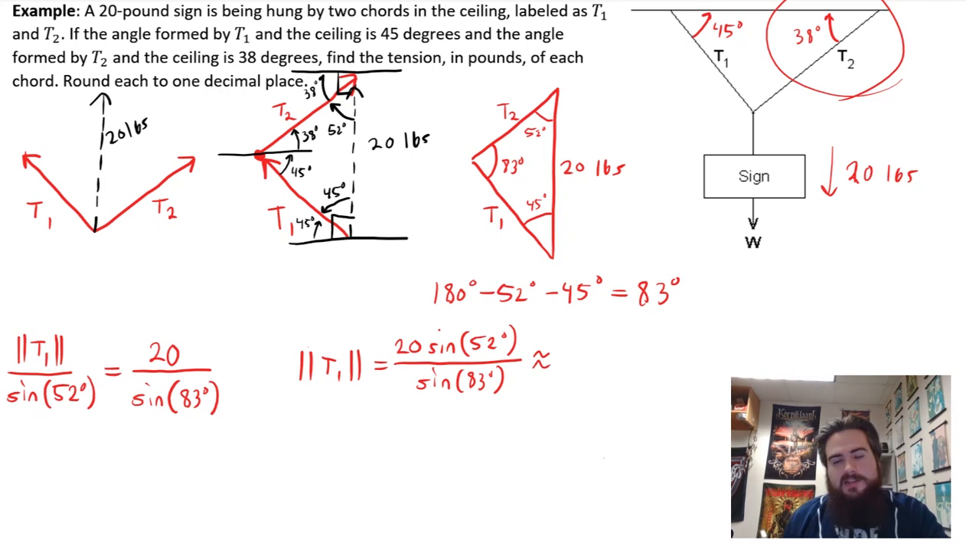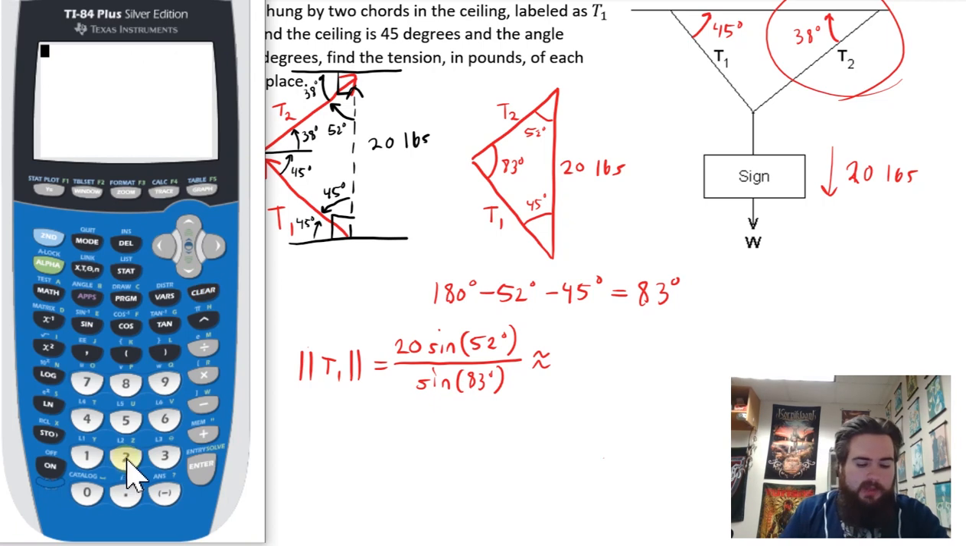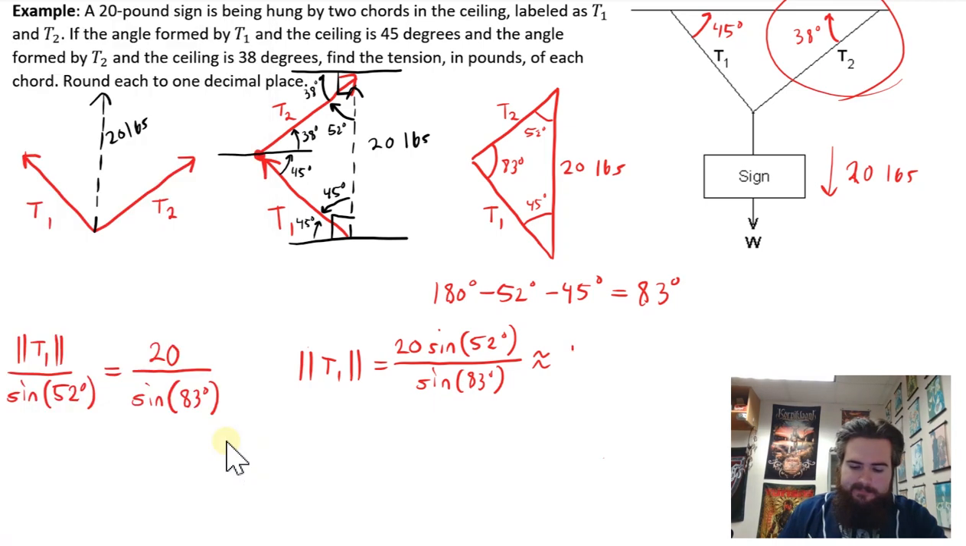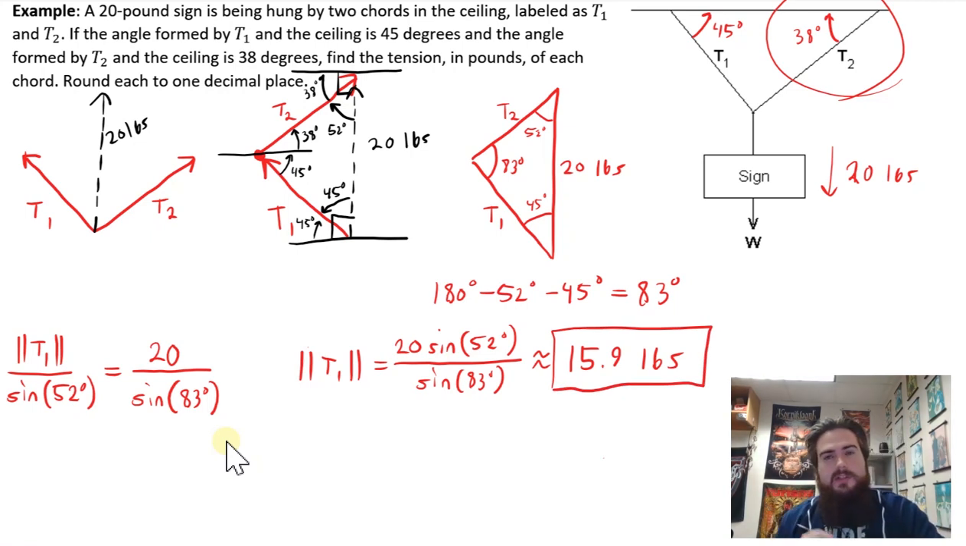And we can approximate that solution. Let's use a calculator for that purpose. Do make sure that you're in degree mode, since we will be plugging in degree measures into sine here. 20 sine of 52 degrees divided by sine of 83. That gives us overall 15.88, or to one decimal place, 15.9. So that's the amount of pounds the first tension cable T1 is holding.